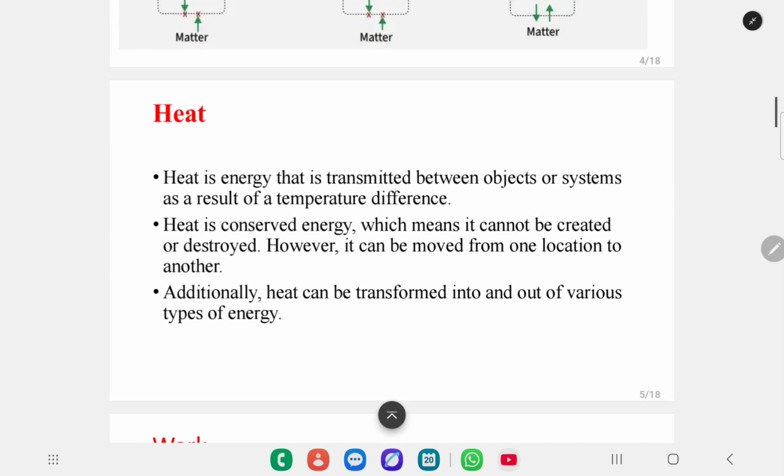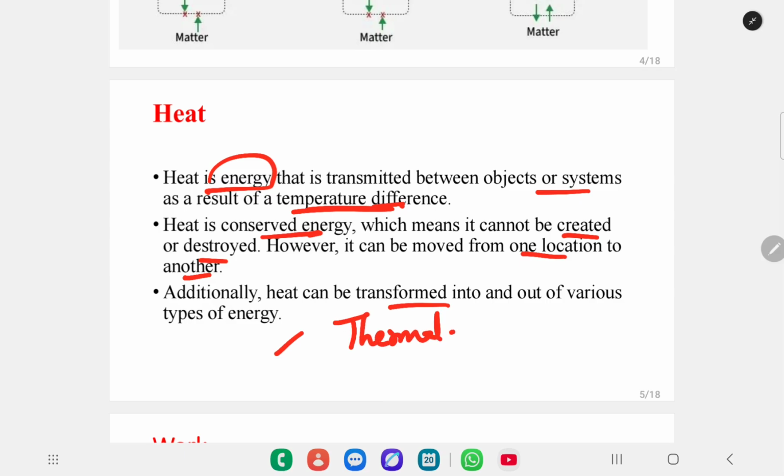Next, heat. We have been learning about heat from the earlier classes. What is heat? Heat is a form of energy that is transmitted between objects or systems as a result of temperature differences. Because of the temperature difference only, heat is transferred. Heat is conserved energy, which means it cannot be created nor destroyed. However, it can move from one location to another. Additionally, heat can be transformed into and out of various types of energy, such as electrical energy and mechanical energy. Heat can be transformed into other forms.